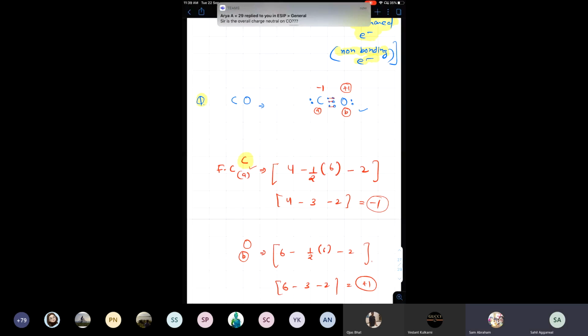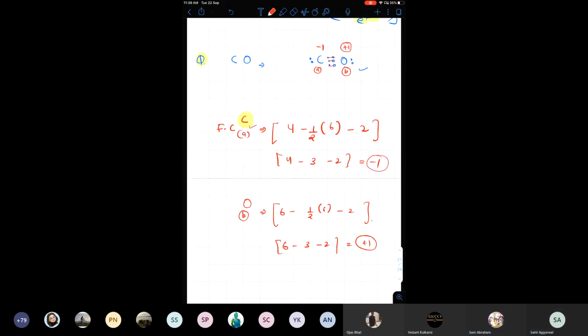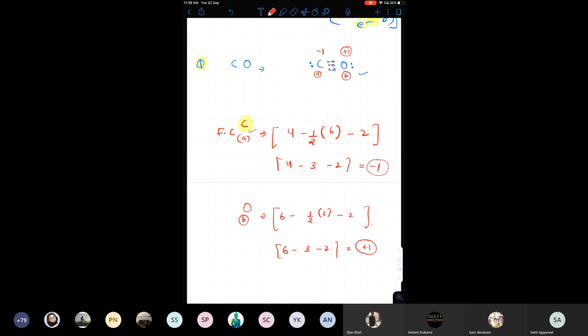Okay, leave this. They are not related to oxidation state, because these are not the real structures. Oxidation state will be related to the real structures. That is the overall charge on the molecule. We didn't make any charge.